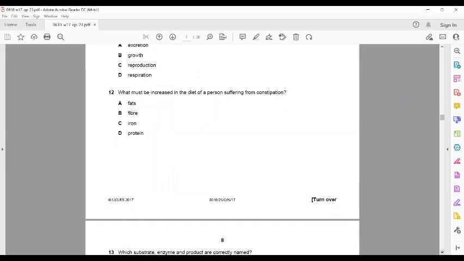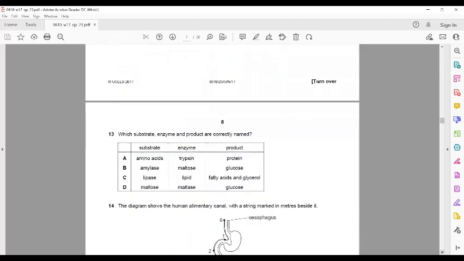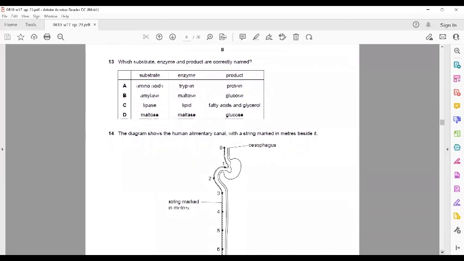Question number 12, what must be increased in the diet of a person suffering from constipation? B, fiber, yes. Roughage or fibers are very necessary to avoid constipation, and the stooling would be easier then. Question number 13, which substrate, enzyme and product are correctly named?